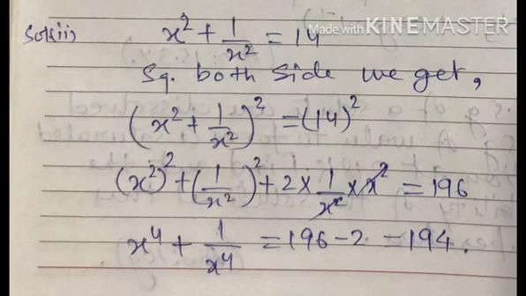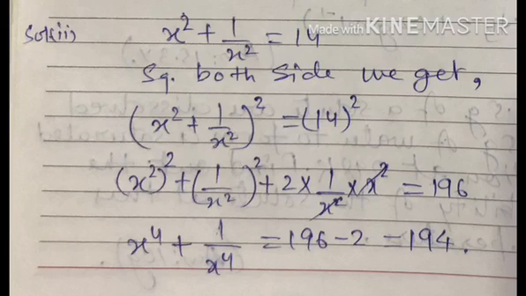Now the second part, we have to find out x with the power 4 plus 1 upon x with the power 4. We already got x square plus 1 upon x square is equal to 14. Same process, squaring both sides, we get (x square plus 1 upon x square) whole square is equal to 14 whole square. (x square) square plus (1 upon x square) whole square plus 2 multiplied by 1 upon x square multiplied by x square is equal to 196. 196 is 14 square. Now x with the power 4 plus 1 upon x with the power 4 is equal to 196 minus 2, that is equal to 194.